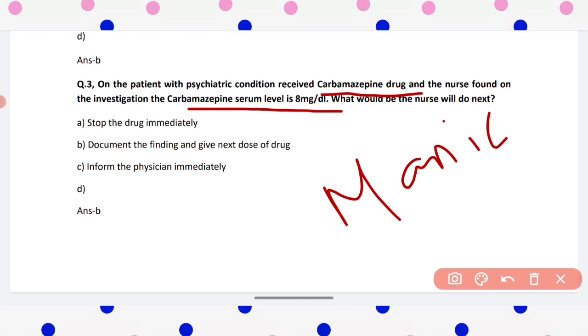They have given four options: stop the drug immediately, document the finding and give the next dose of the drug, inform the physician immediately.